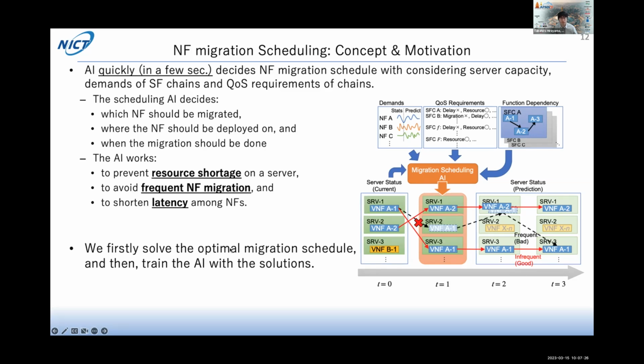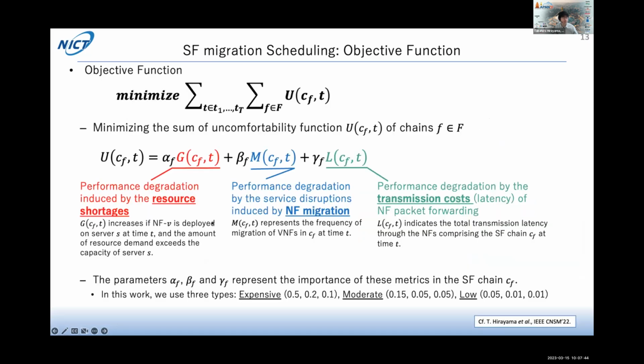We use a supervised machine learning model. So to train the AI, we have to get the optimal solutions. So we first solved the network function migration scheduling problem as an integer linear programming problem. And then we train the AI with the obtained solutions. Today, I only show the objective function of the ILP.